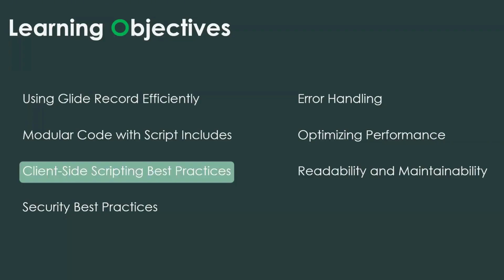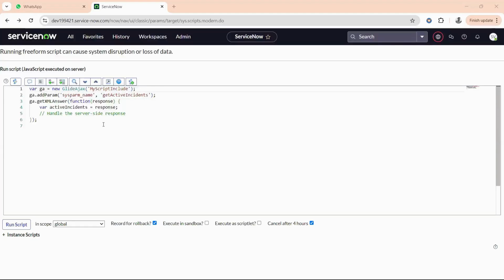Now let's move to the client side. You want to minimize heavy client scripts to ensure smooth form performance. For any server-side interaction, use GlideAjax instead of directly using GlideRecord. As an example, this keeps your client-side code lightweight and ensures any heavy lifting is done on the server side.